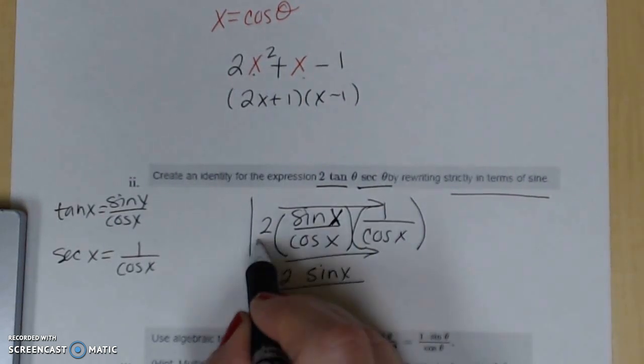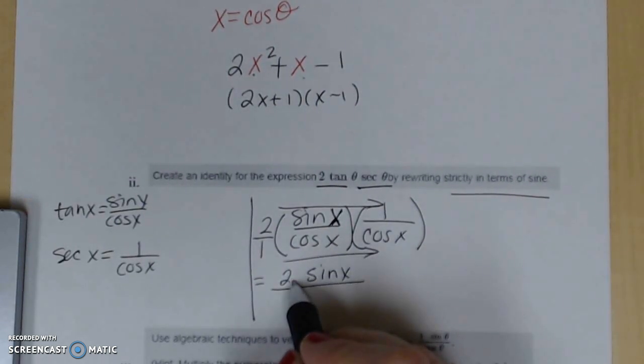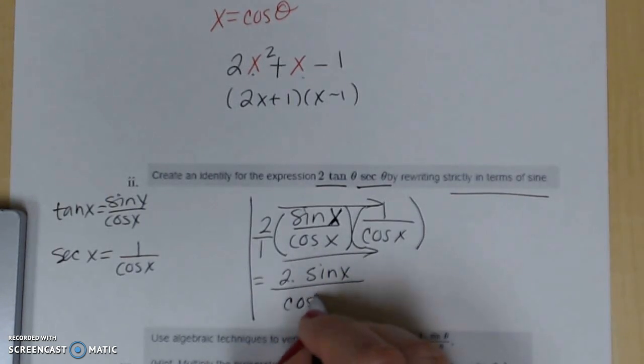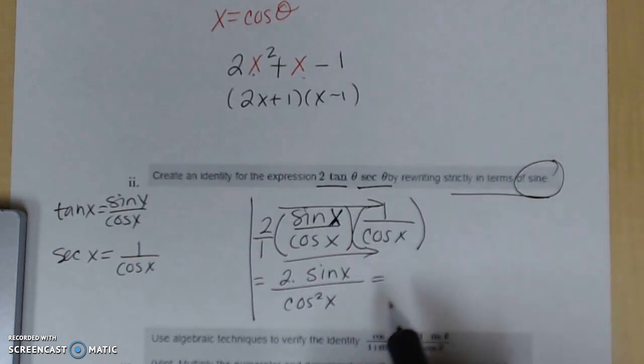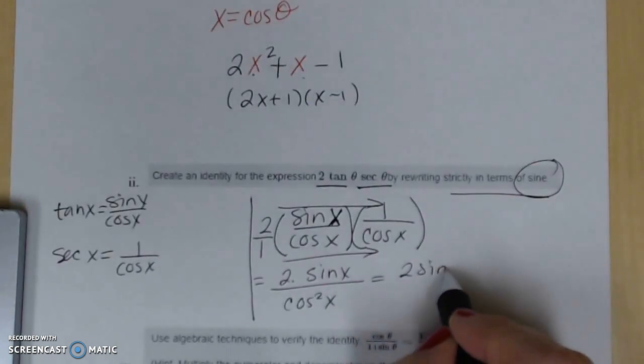and the bottoms. Now this is a 2 over 1, so the 2 just stays on top. Cosine and cosine give me a cosine squared x. Now my goal is in terms of sine, and so I need to manipulate this bottom here. It's my only thing that I have left to do.